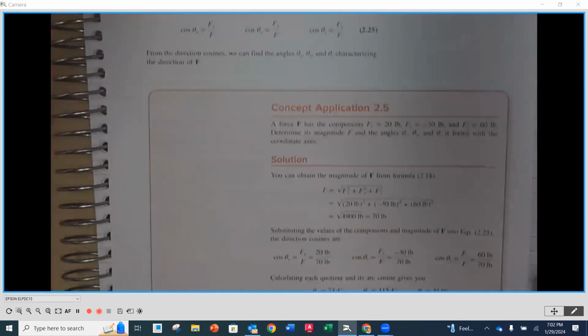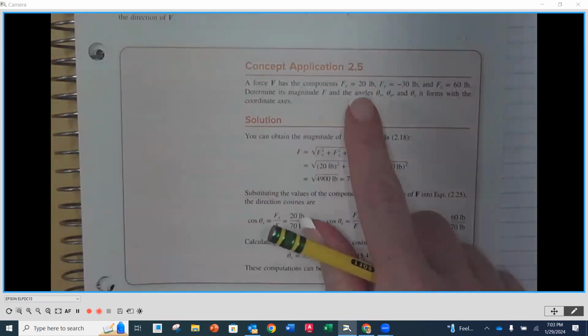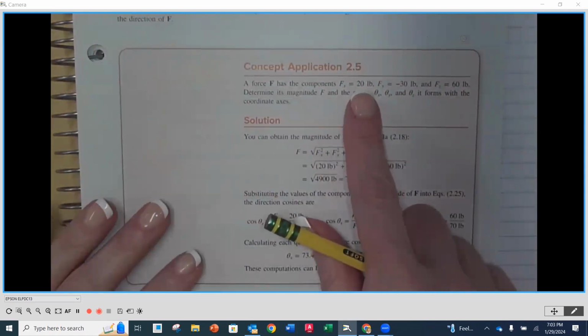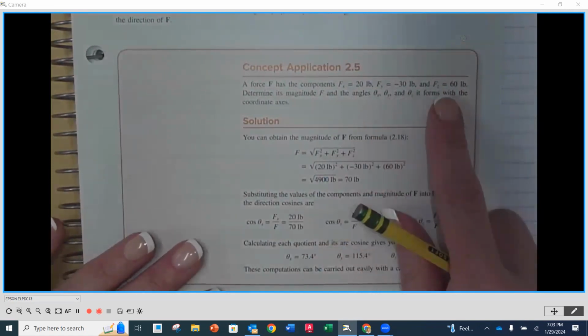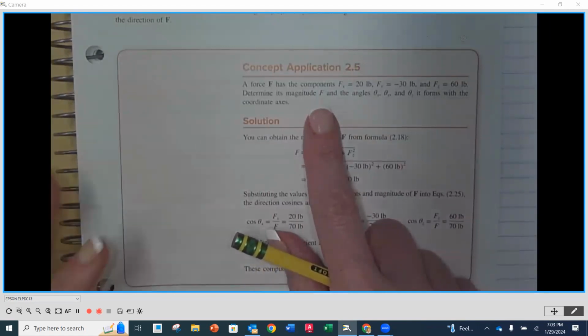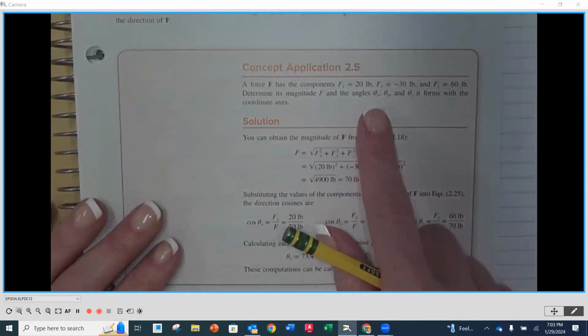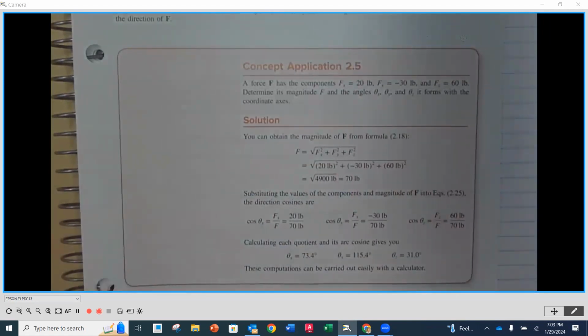So now adding again, here's another practice problem, concept application 2.5. Here we're going to have a force that has the components Fx equal to 20, Fy equal to negative 30, and Fz equal to 60. Determine the magnitude of the force and the angles theta x, theta y, and theta z it forms with the standard coordinate axis.